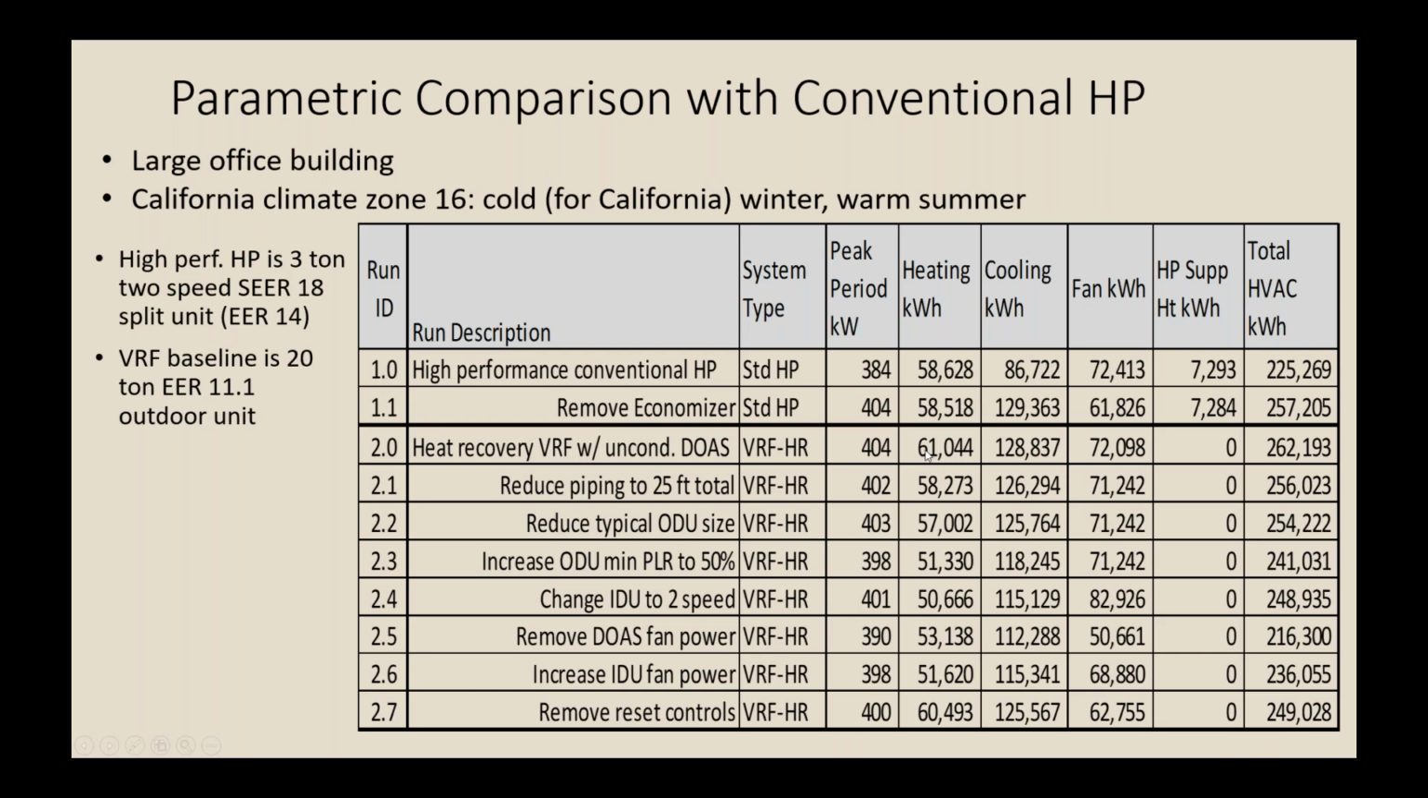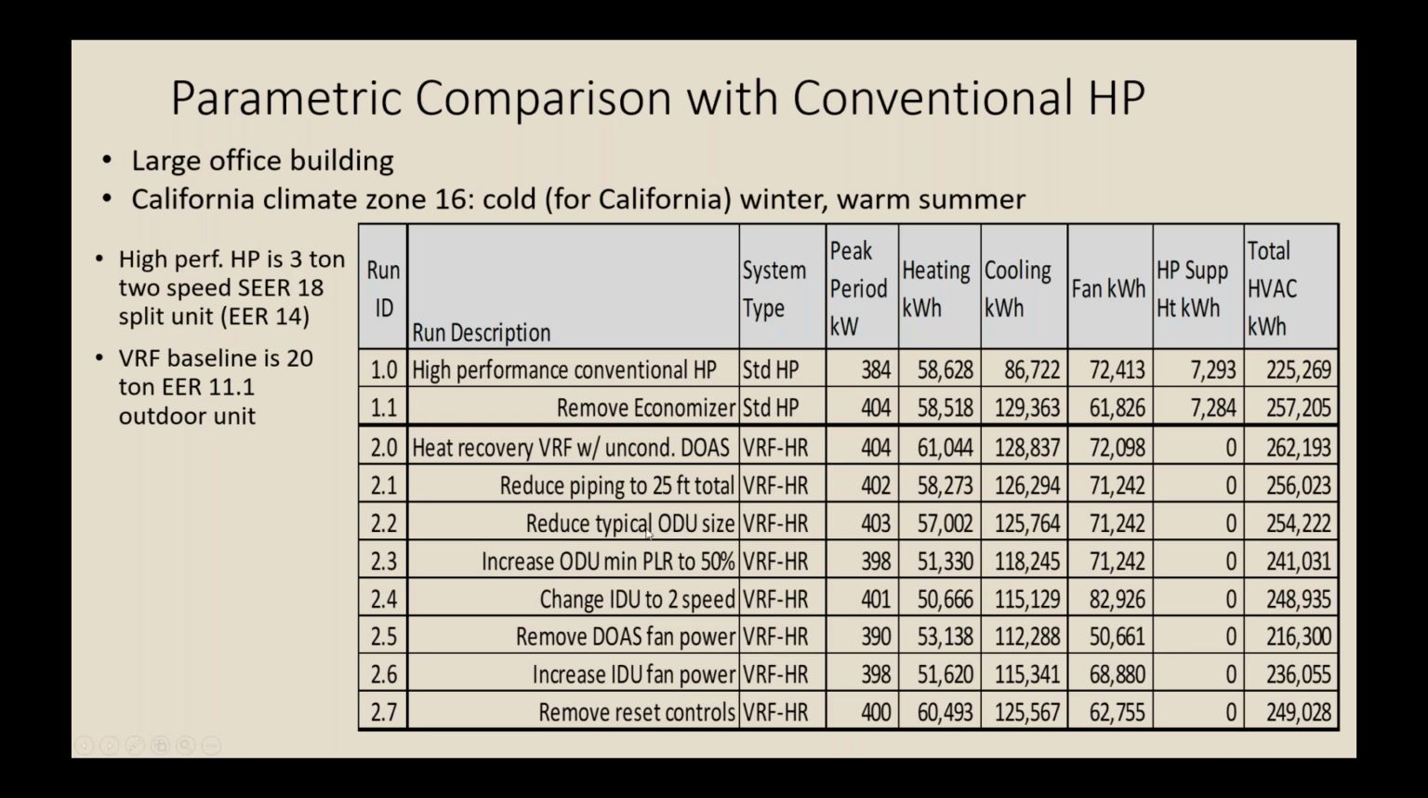So the first step was to reduce the piping. For a large office, I think the piping was somewhere in the neighborhood of 100 feet. I reduced it to 25 feet total, which would be more equivalent to a split heat pump unit. You can see there's a few percentage points difference on heating and 1 or 2% difference on cooling, and a relatively small difference on fan power. So not a huge impact to basically eliminate the piping in the VRF system, but it's a factor.